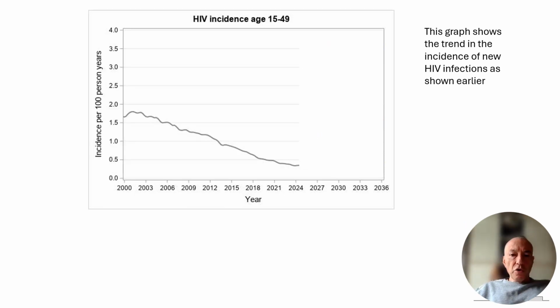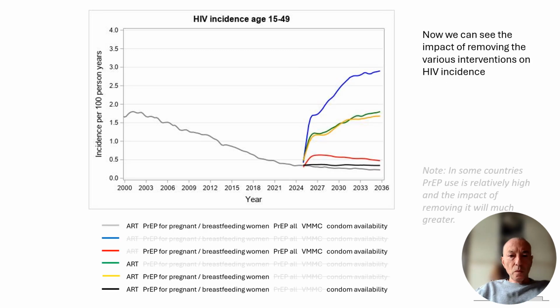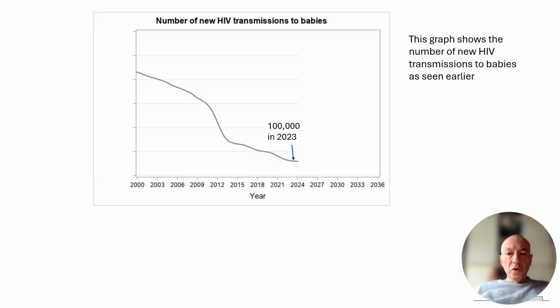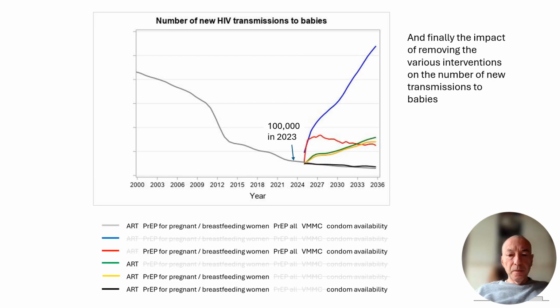This graph shows the trend in incidence of new infections, as shown earlier. And now we can see the impact of removing the various interventions on HIV incidence. So this graph shows the number of new HIV transmissions to babies, as shown earlier. And finally, the impact of removing the various interventions on the number of new transmissions to babies.